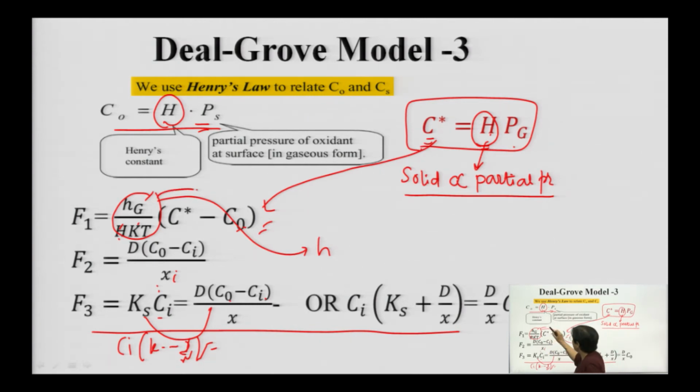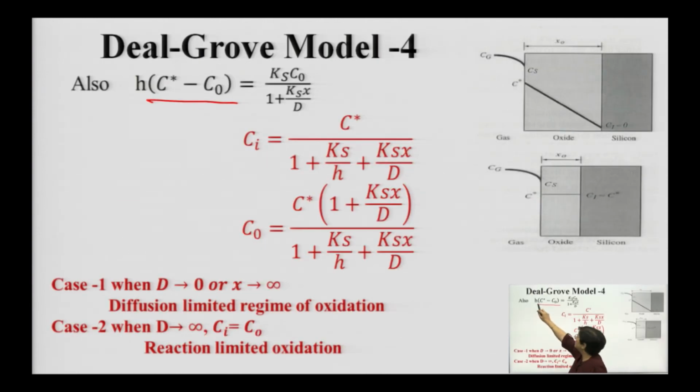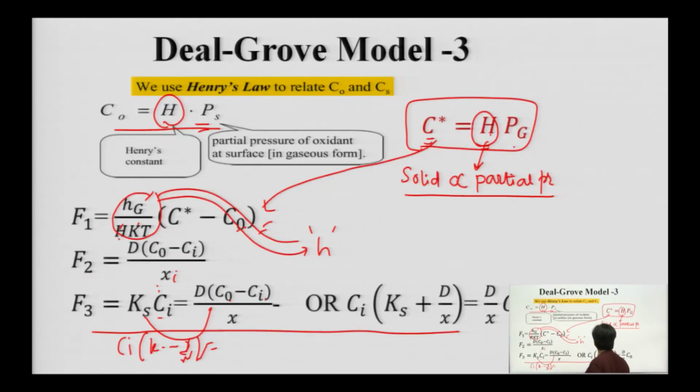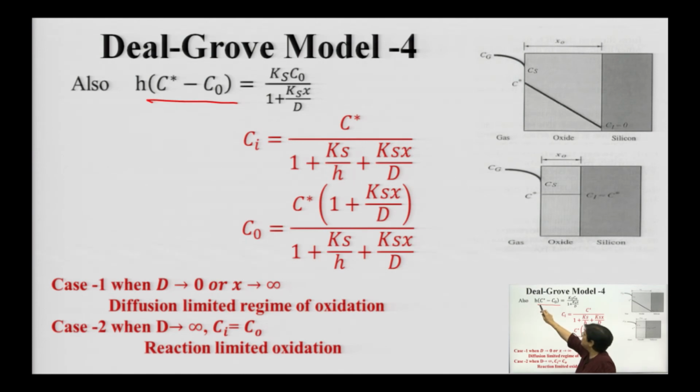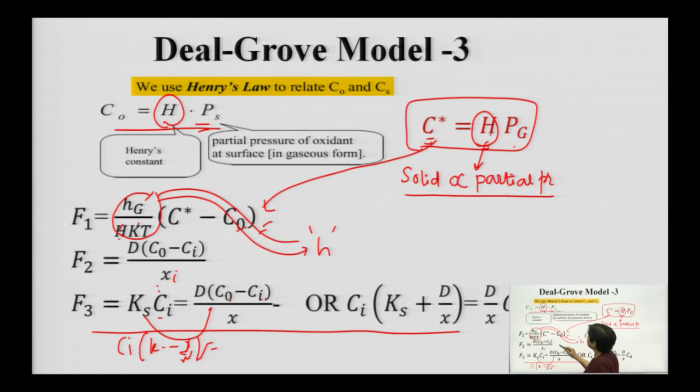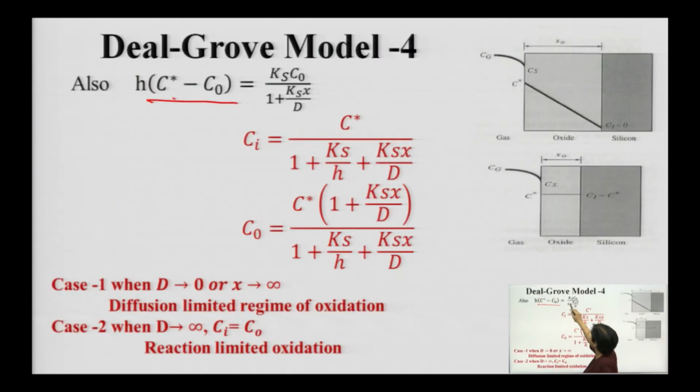So, the entire terminology I am representing with small h, and I am equating it with this same equation, d by x into Co. So, I am representing Ci times this. Here I am representing h into C star minus Co, just see, C star minus Co. So, Co I am representing with this equation, Ks Co divided by 1 plus Ksx divided by d.